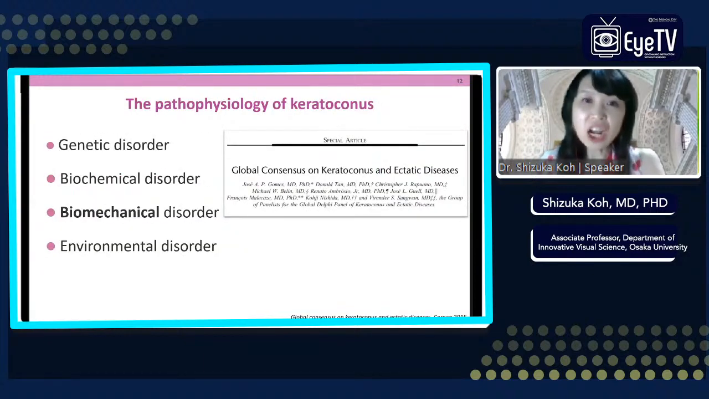The pathophysiology of keratoconus likely includes the following components: genetic, biochemical, biomechanical, and environmental factors.